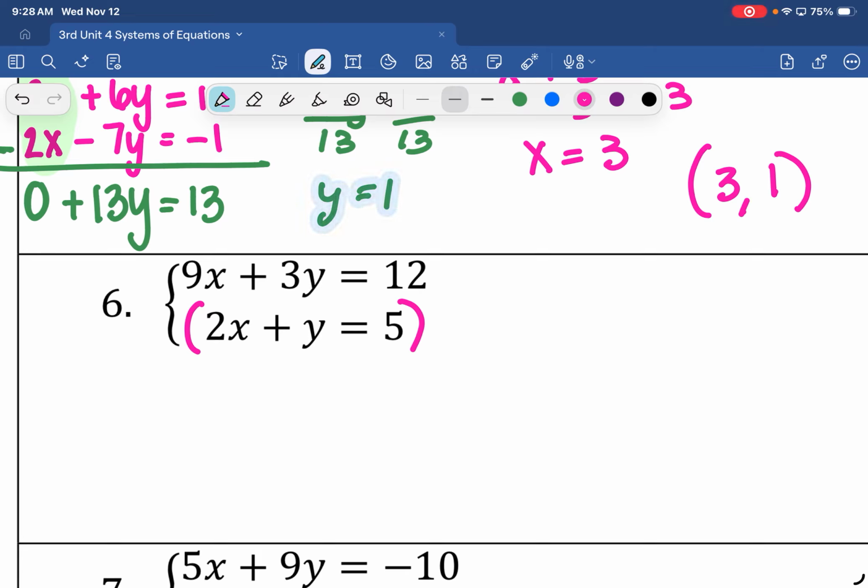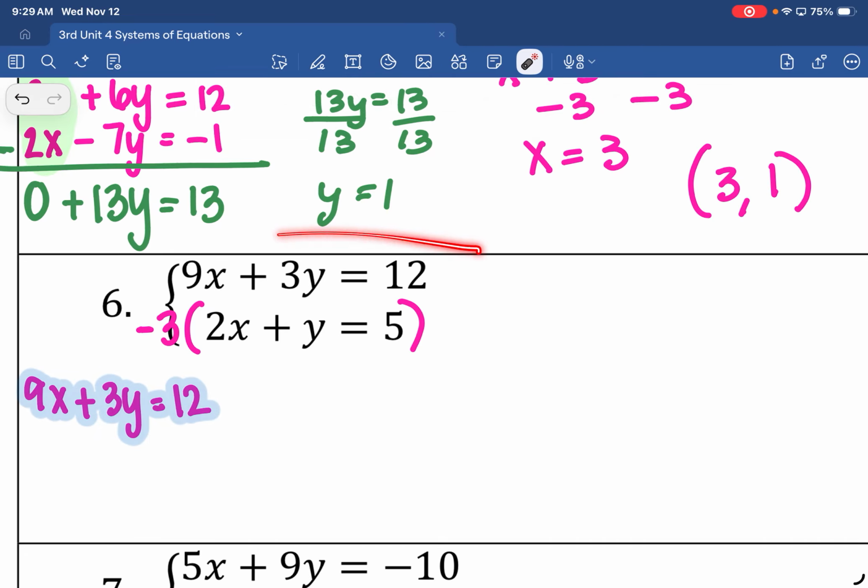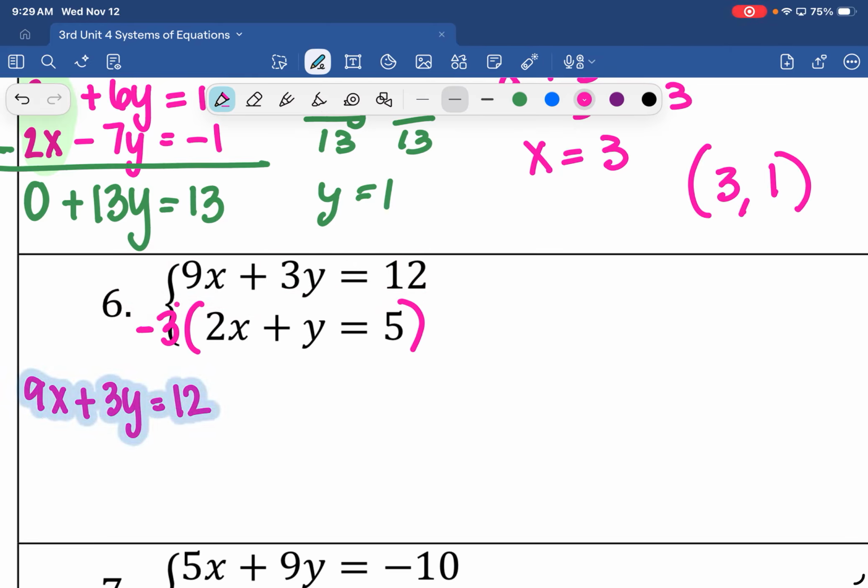Okay, so if I want to make them opposite coefficients so that I can just add and not have to worry about subtracting negative numbers, I can multiply by negative 3 instead of 3. So am I doing anything to the first equation? No. So we have 9x plus 3y equals 12. Nothing changes with the top. Okay. Now the second equation. Negative 3 times 2x is what? Negative 6x. Negative 3 times y is negative 3y. Negative 3 times 5 is negative 15.